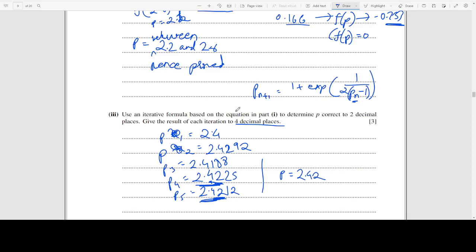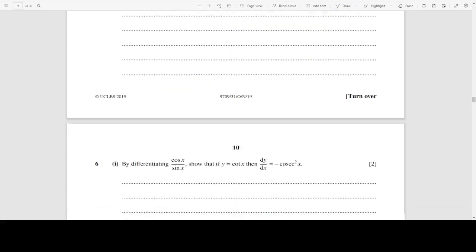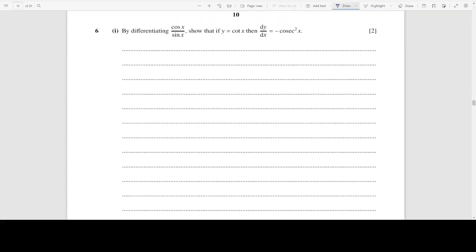So let's move on to the next question. Okay, again a calculus question. My god, what's up with this calculus in this question paper?